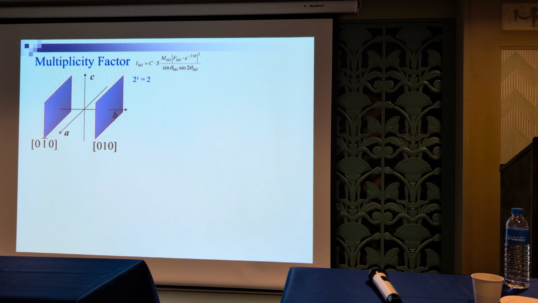And the multiplicity factor is correlated with the duplicated plane distance. For example, we have the same distance from origin to the 010 or origin to the 0-10. So they have the same distance. In this case, we have a duplicated factor of 2, which means they are symmetric and they also have equal d-spacing.